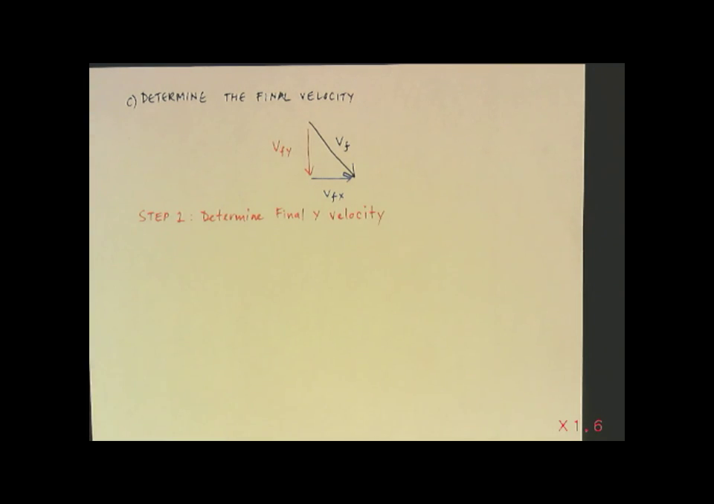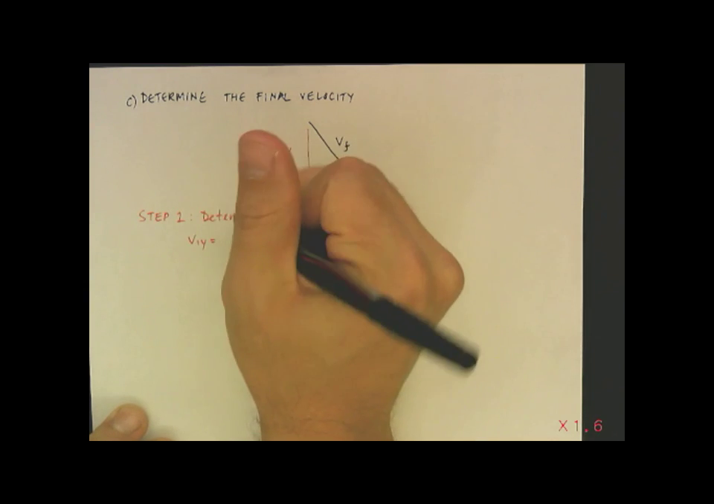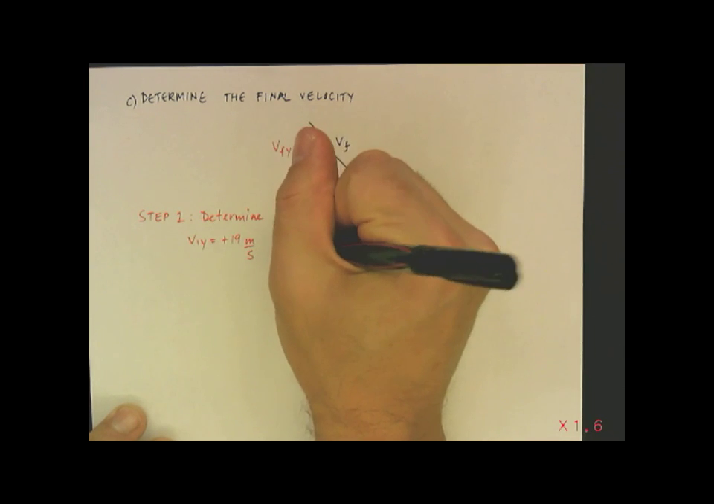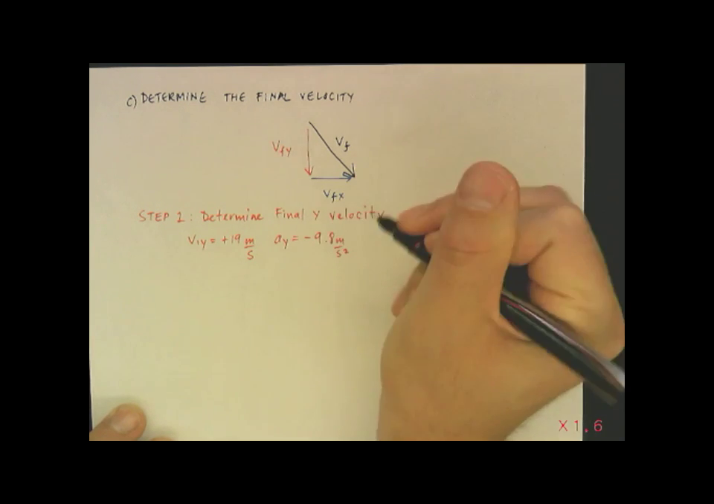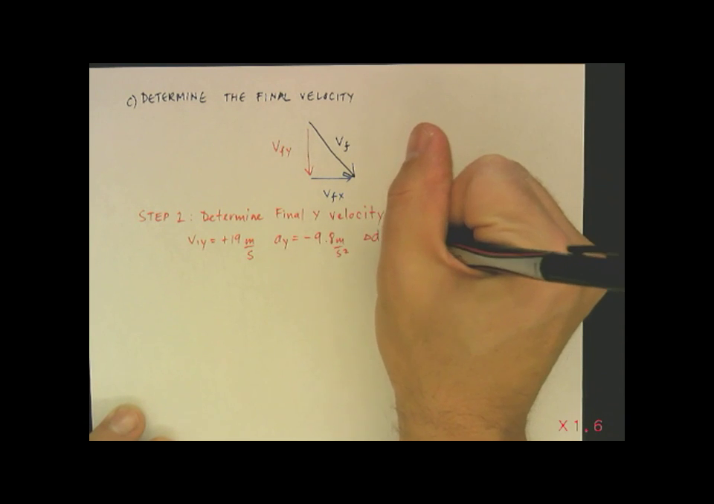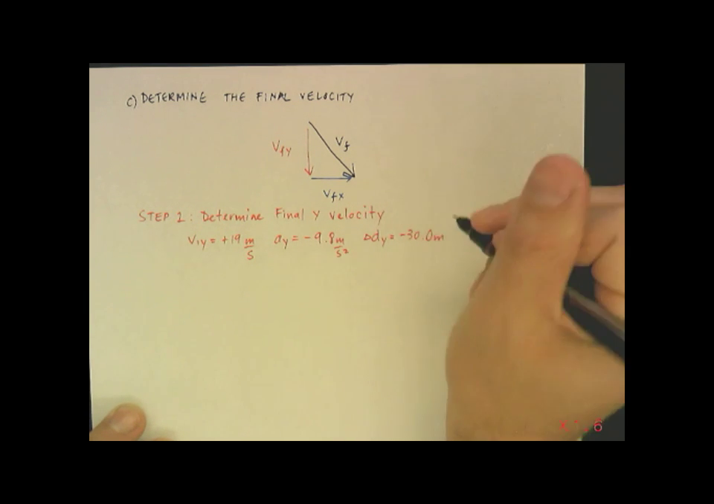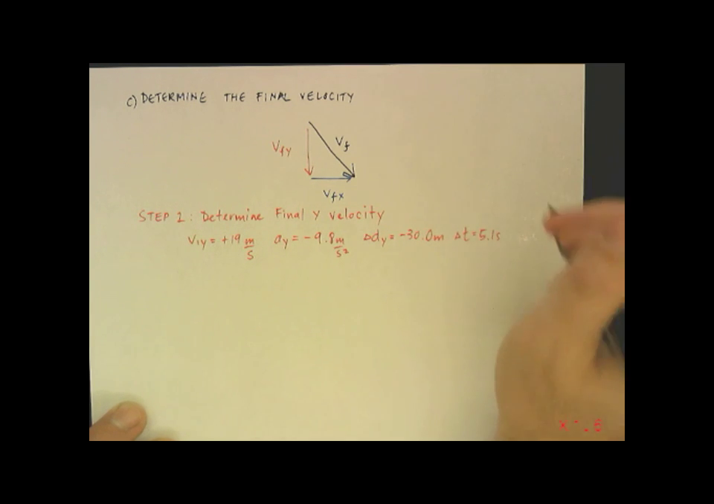In order to do so, we have to write down everything we know about the y direction. So we knew that our initial y velocity is positive 19 meters per second. We know that our acceleration in the y direction is negative 9.8 meters per second squared. Our displacement in the y direction is negative 30.0 meters. Our time of flight is 5.1 seconds. And from this, we want to find v final y.